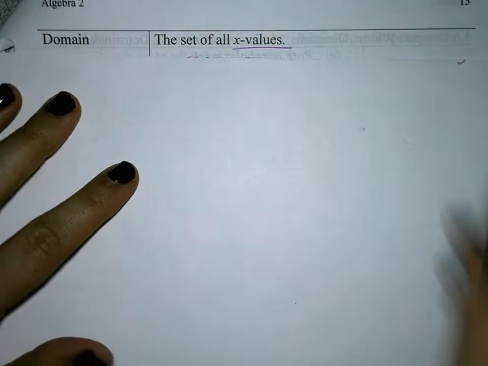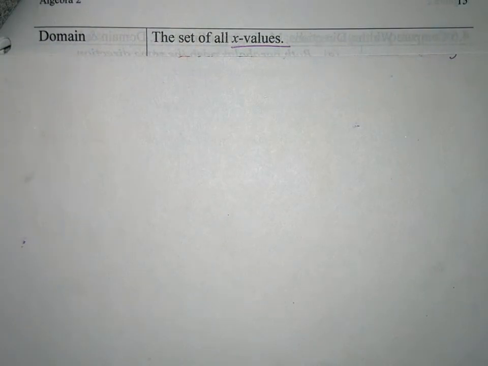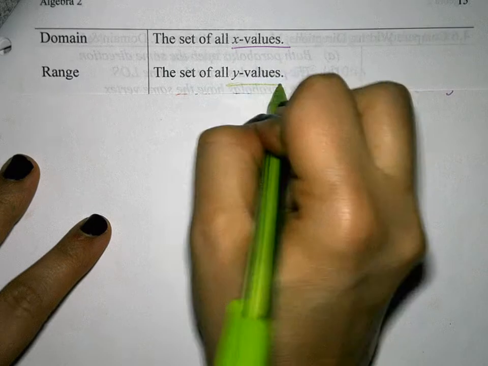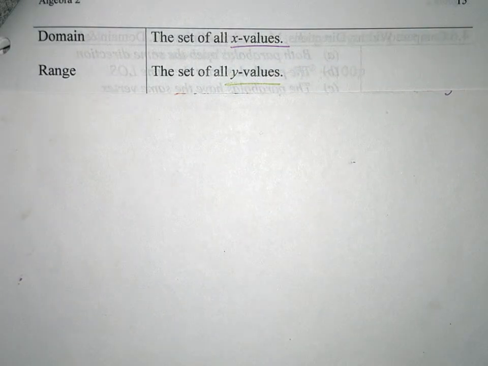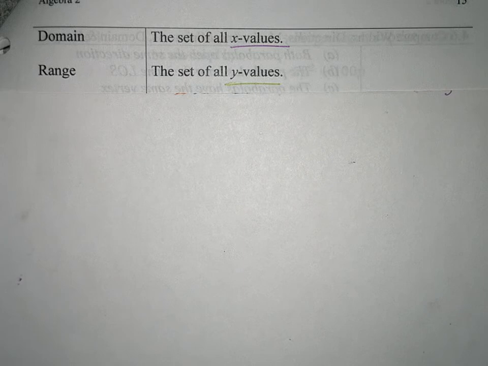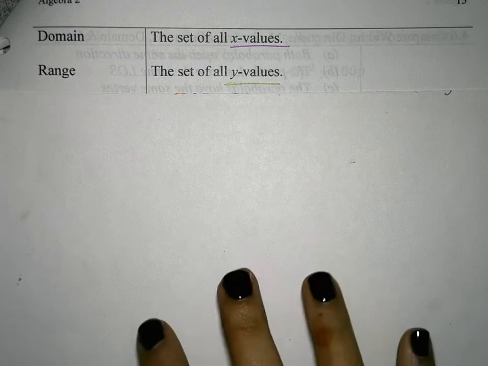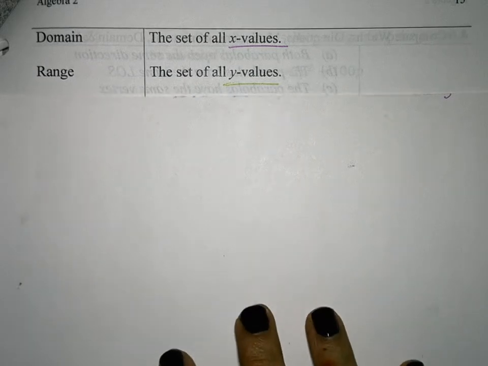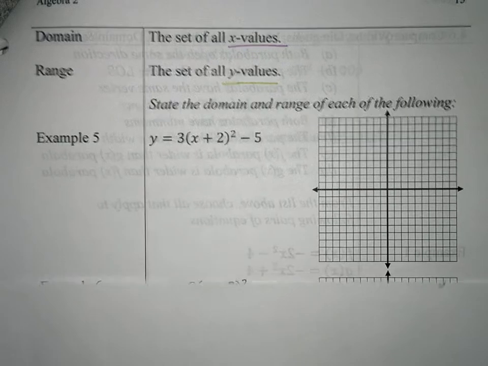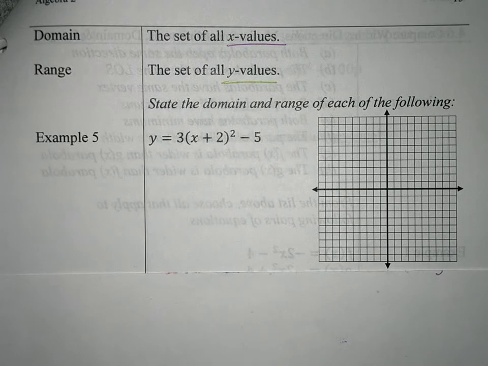So the definition of domain is the set of all x values. So domain has to do with all of the x's. The definition of range is the set of all y values. So range has to do with the y's. So what we're going to do in our last examples is we're going to graph them and then state the domain and range.